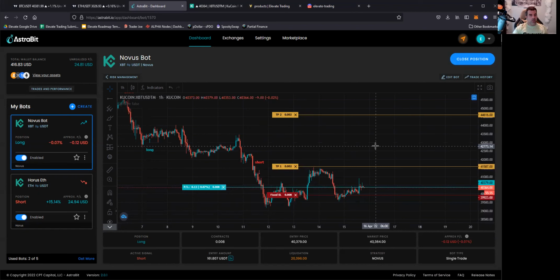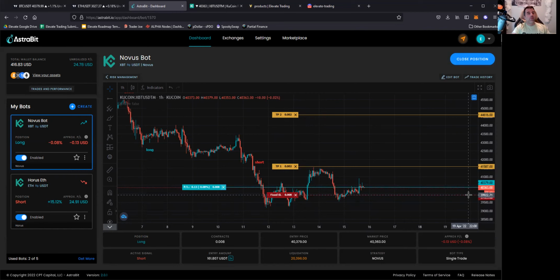Okay, so now my settings are automatically changed, and I did all of this without having to log into my exchange. Everything that I need to do with my bots and my positions, I can do right here from the AstroBit platform, which is really, really neat. I really like these features here.